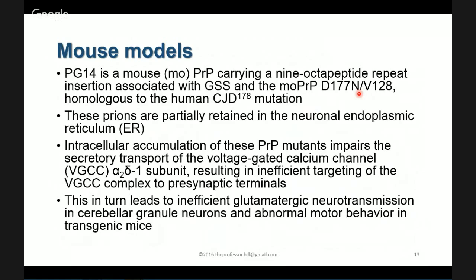And when these prions accumulate, they also cause other proteins that are normally trafficked through the ER and Golgi to also aberrantly accumulate as well. One of these happens to be this voltage-gated calcium channel subunit, the alpha-2 delta-1 subunit, and as a result, it doesn't get to the presynaptic terminals like it normally should, and it gets stuck in the ER as well. So the prions get trapped there, but in addition to the prions getting trapped in the ER, so do these voltage-gated calcium channels. So what ends up happening is that wherever this CJD mutation occurs, we don't have really effective glutamatergic neurotransmission, particularly in cerebellar granule cells. It also affects parts of the motor cortex. And as a result, we see this motor impairment in these mice.